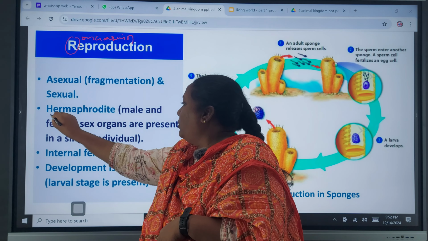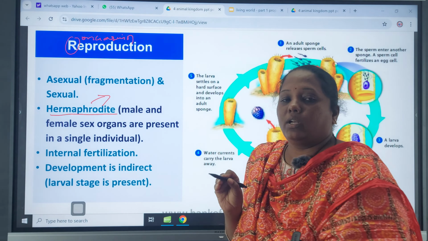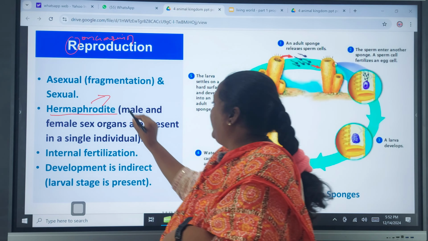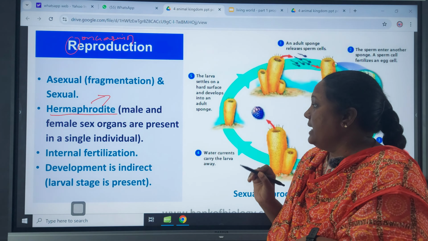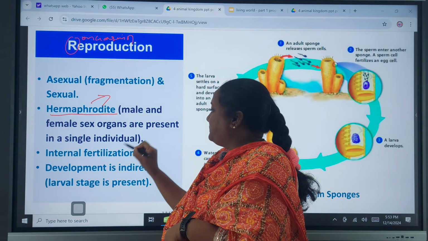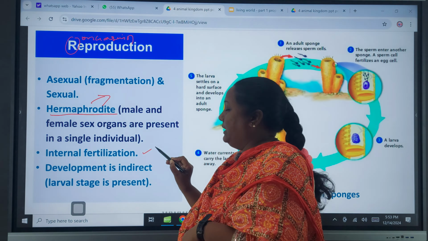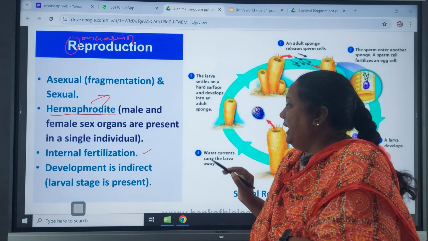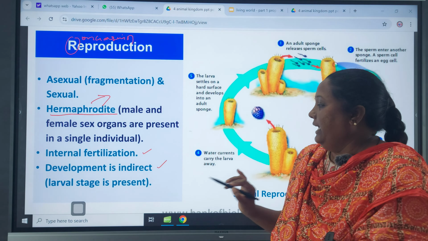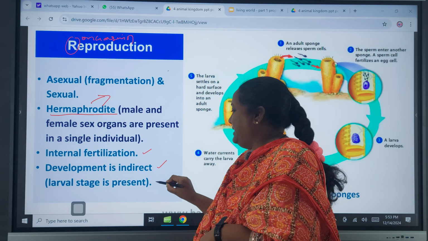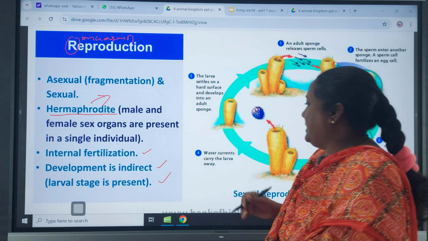Next, it is called a hermaphrodite. You have to remember what is hermaphrodite. Both the sex organs are present in a single individual. Okay, here male and female sex organs are present in a single individual. Next, where does fertilization occur? Here, internal fertilization. If the fertilization is internal, the development is indirect. Here the development is indirect, means the larval stage is present. So, in the Porifera, the larval stage is present.